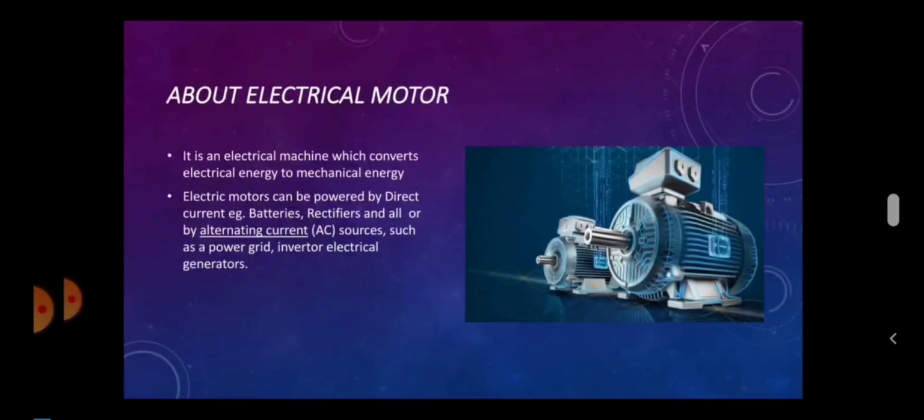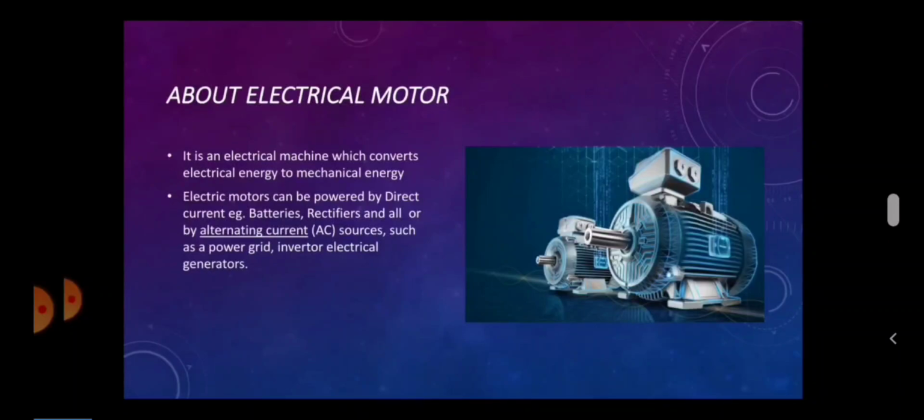So, what is an electrical motor? It is an electrical machine which converts electrical energy to mechanical energy. An electrical motor can be powered by direct current, for example batteries, rectifiers, and so on, or by alternating current, such as the power grid, inverter, or electrical generators.